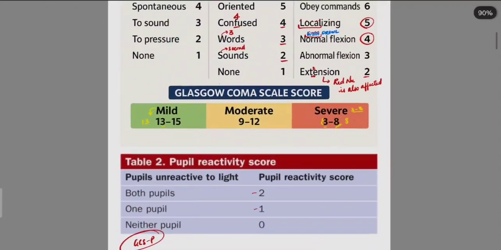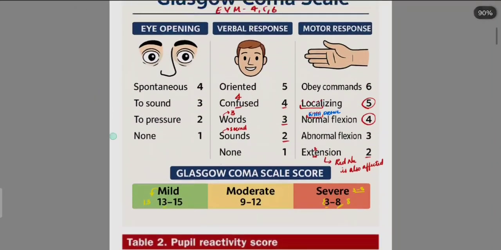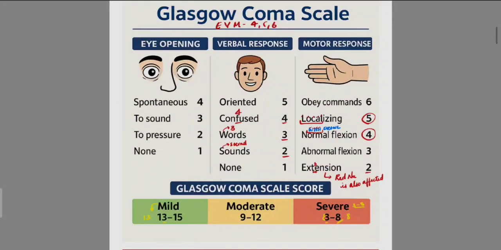So let's quickly revise this within 1 minute. So what do we have? Eye opening is 4, 5, 6. So it is going to be 4. First you will call out your friend, so it is going to be 3. Pressure will become 2, and none is 1.